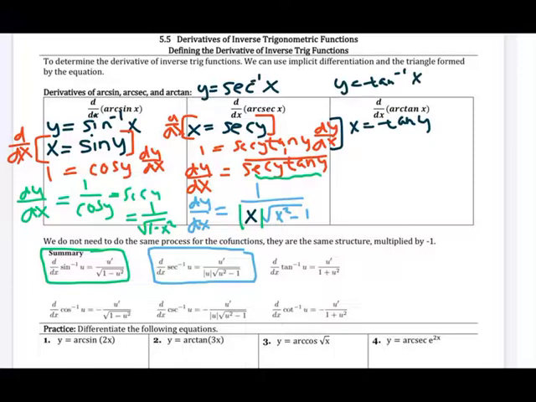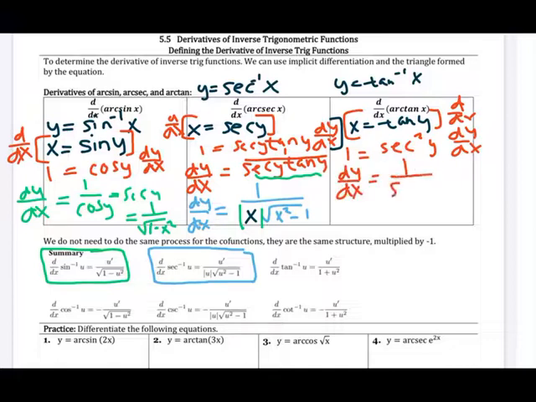All right, so just like with the other two, we're going to start with y equaling inverse tangent of x, which means that x equals tangent of y. We're doing this so that we can then differentiate both sides with respect to x. That's going to give us 1 equals the derivative of tangent, which is secant squared y dy dx. So dy dx equals 1 over secant squared of y.